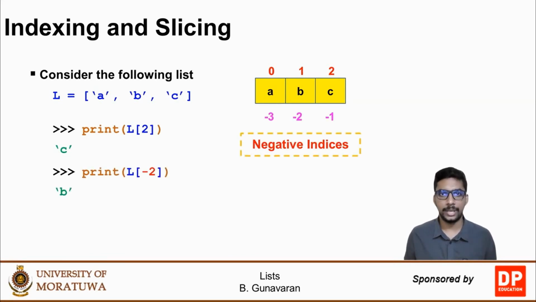There is an alternative way of indexing called negative indices. In negative indexing, the last value of the list is indexed -1, similar to how the first value is indexed 0 in normal indexing. The rest of the elements are indexed from right to left. If you consider the given example, you can see that the last element C is indexed -1, then we move to the left, B is indexed -2, and A is indexed -3. Therefore, when you call print L[-2], it will output B.